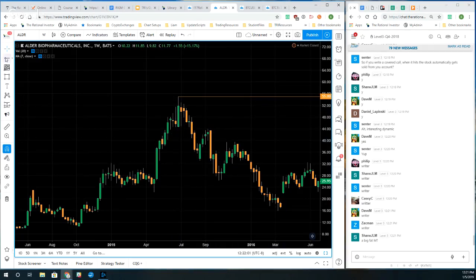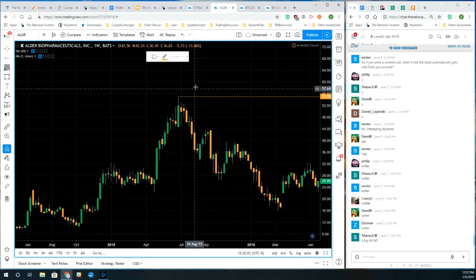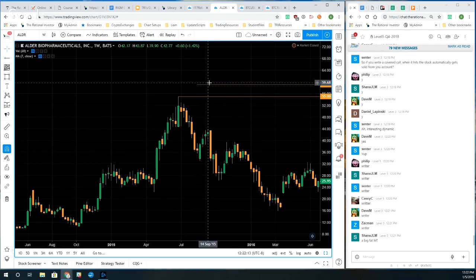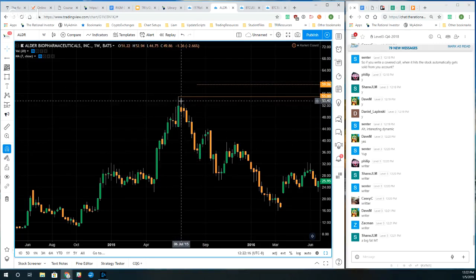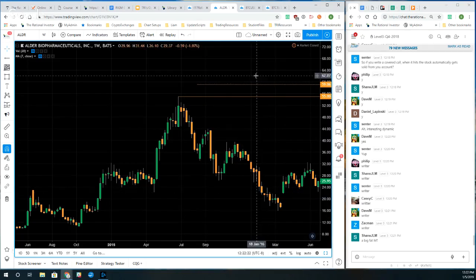But remember, by me writing that option at 55, if the stock was actually called away from me, I actually ended up selling the stock up here at 59. So it turns out that this was actually a pretty good idea to write this option up here. Do you guys see that? Isn't that remarkable? Quite stunning, really.